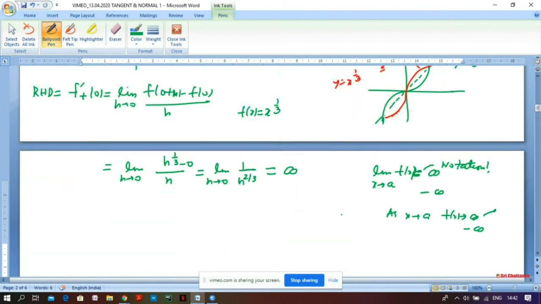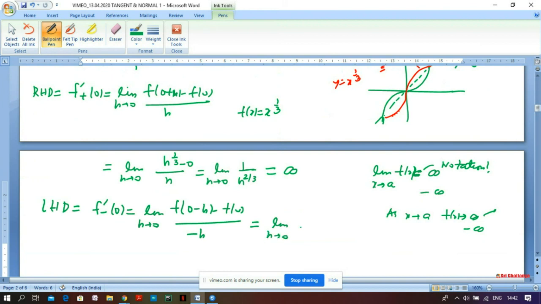Now, so we see that f prime plus 0 does not exist. That is in fact infinity. So this function has a positive infinity derivative on the right side. Let's do the same thing with the left derivative. This is by notation f prime minus 0, and that definition reads limit h tending to 0 of f of 0 minus h minus f of 0 upon negative h, and that gives you limit h tending to 0 of f of minus h. So again, you are back to minus h to the power 1 over 3 minus 0 upon minus h.